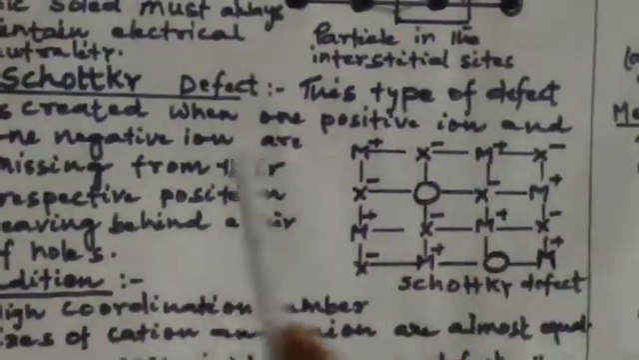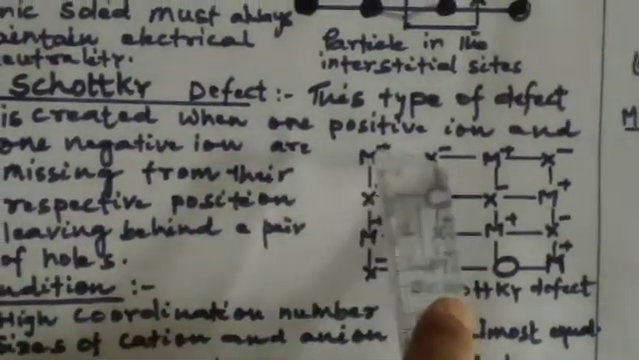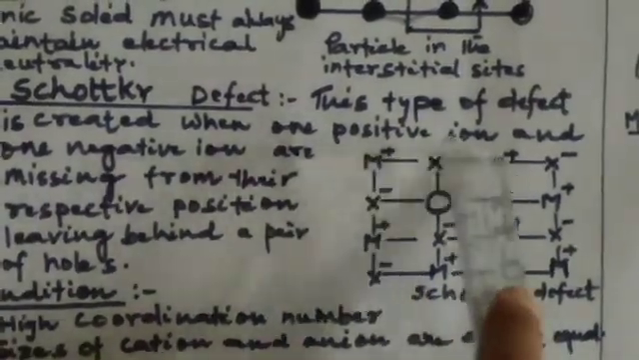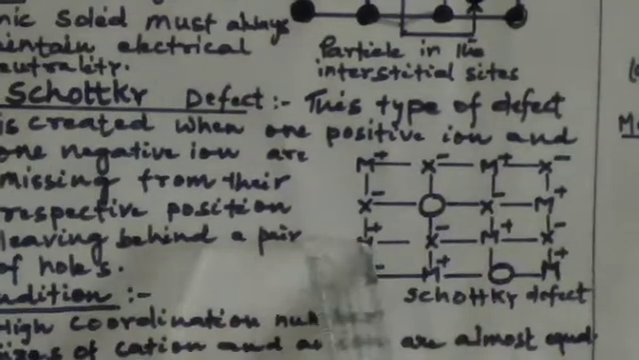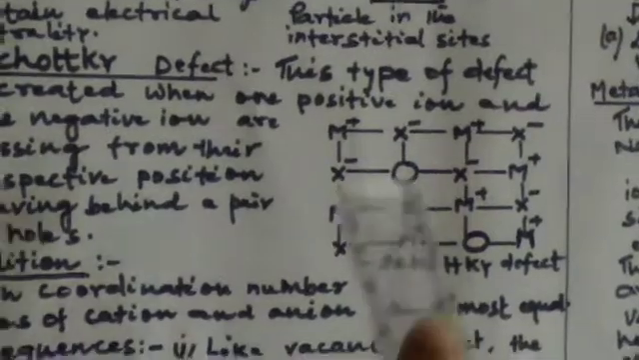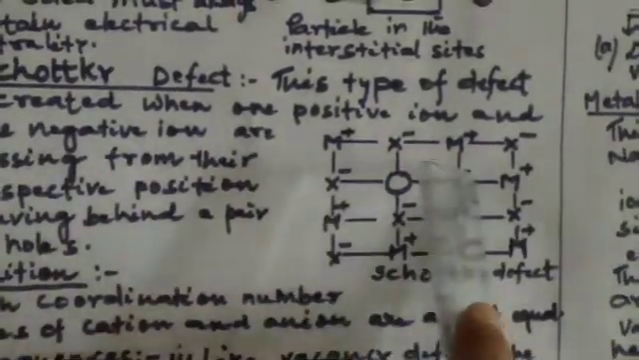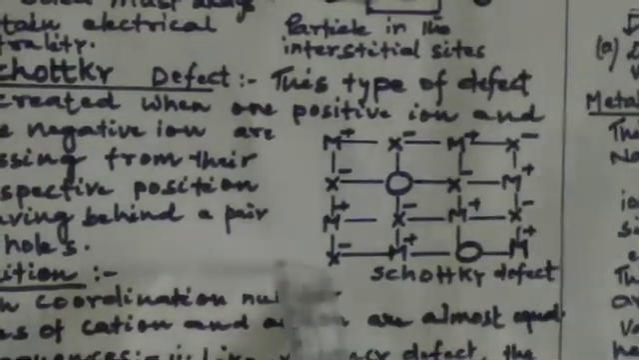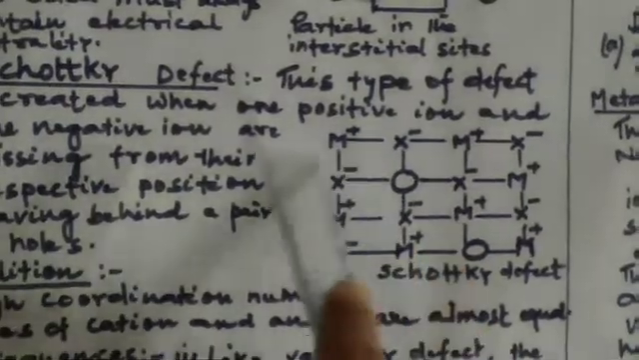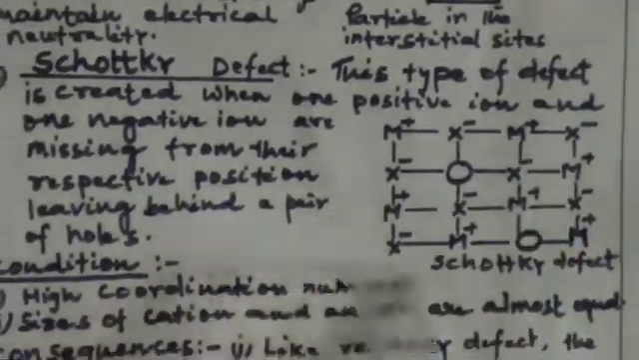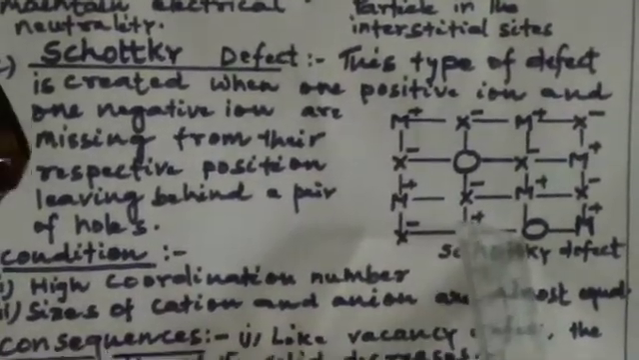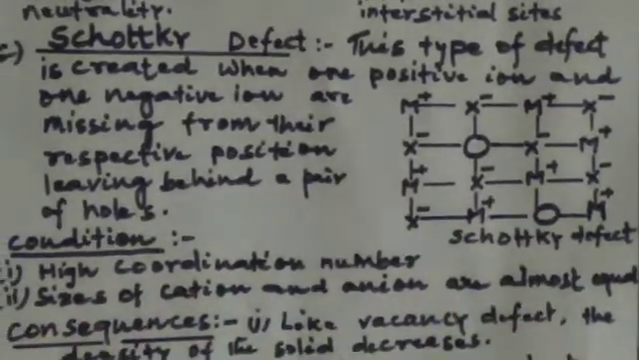Count the total number of positive ions. All ions, cations and anions, are univalent. So the number of cations: 1, 2, 3, 4, 5, 6, 7. And the number of anions: 1, 2, 3, 4, 5, 6 and 7. So the number of positive ions and negative ions is the same, so electrical neutrality is maintained. This is the Schottky defect, when an equal number of positive and negative ions are missing from their lattice site.